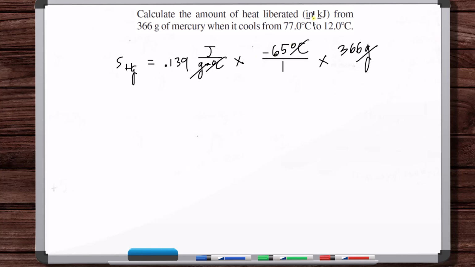So now we're in joules. Or wait, we need to get to kilojoules. So there are 1,000 joules for every 1 kilojoule. Now we're in kilojoules. That's what we're looking for. So we're not solving for the specific heat. We started with the specific heat.